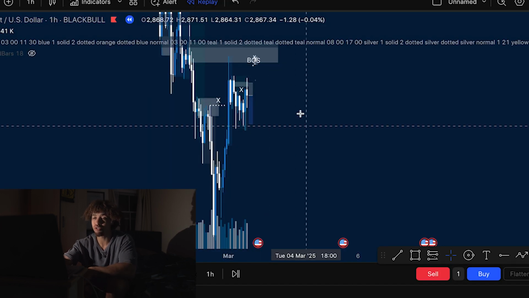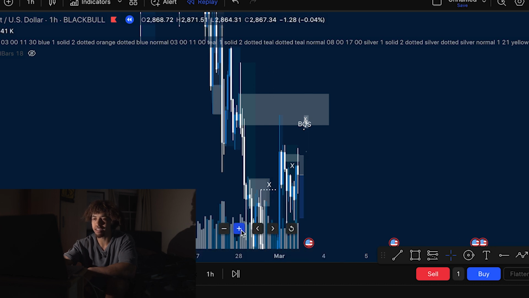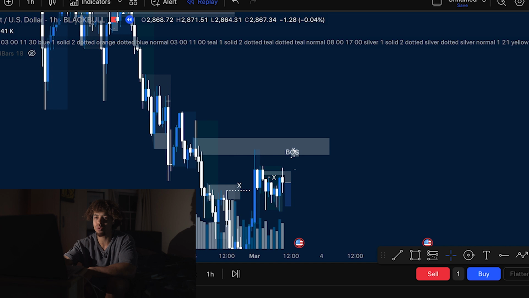If we head over to the gold chart again, this was just a silly gold trade I took. I didn't even stick to my plan. I don't know what I was thinking. So again, I think this price was quite bearish.